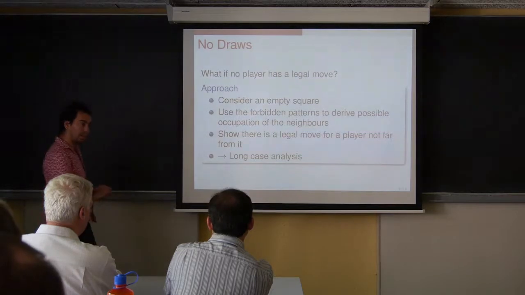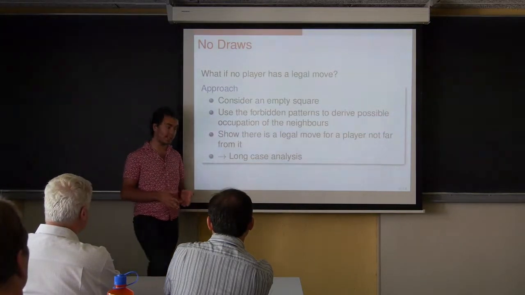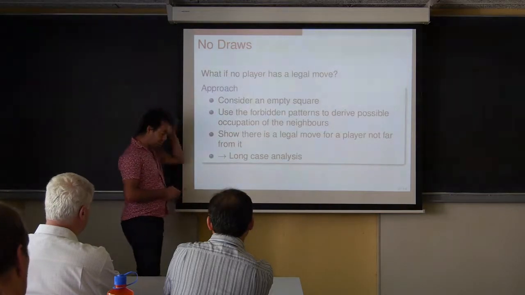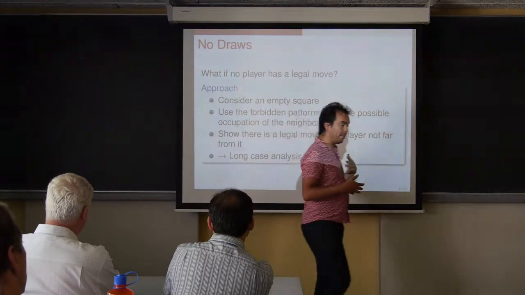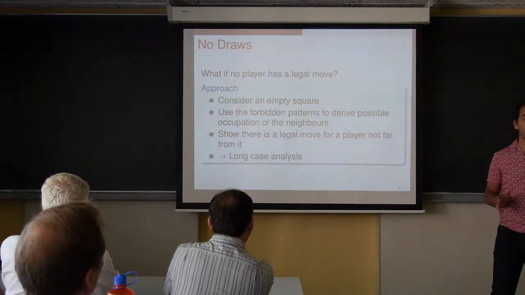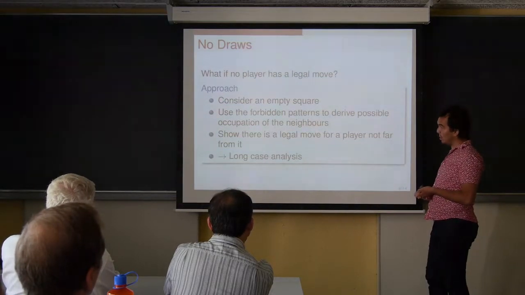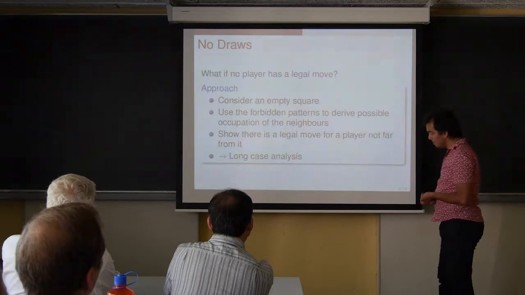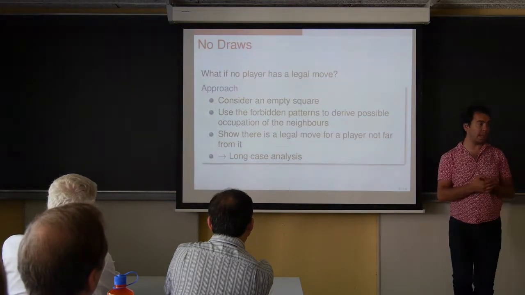Okay, so I told you that there were no draws in the game of Slither. We know that there is no draw because the game is filled without any connecting group. That can't happen. But what if a player doesn't have a legal move? Well, we can show that this never happens. And how to do that?